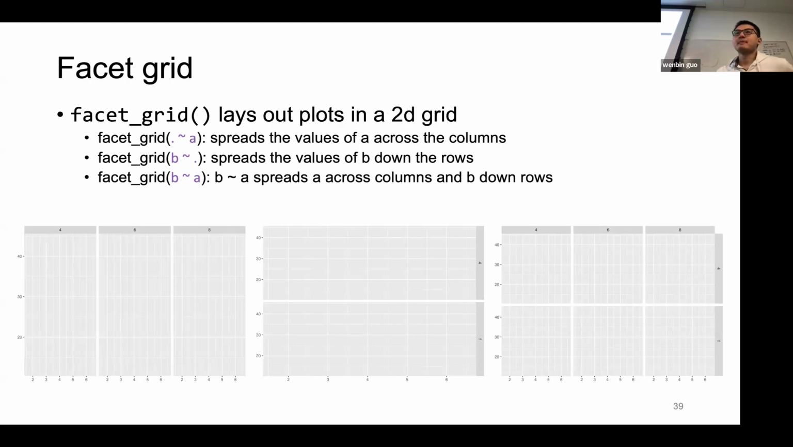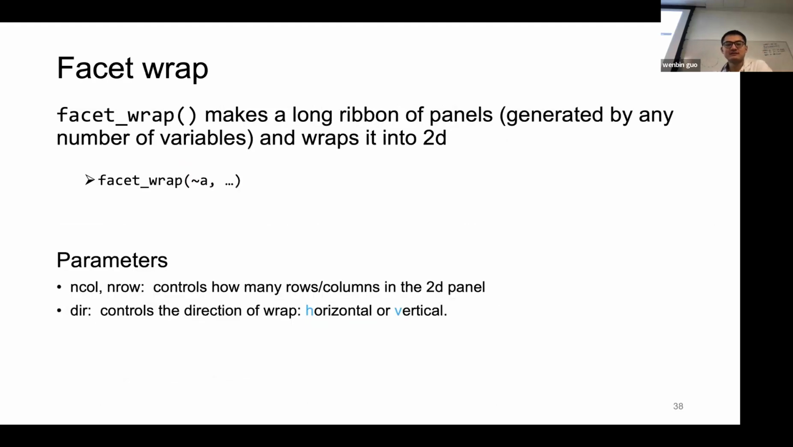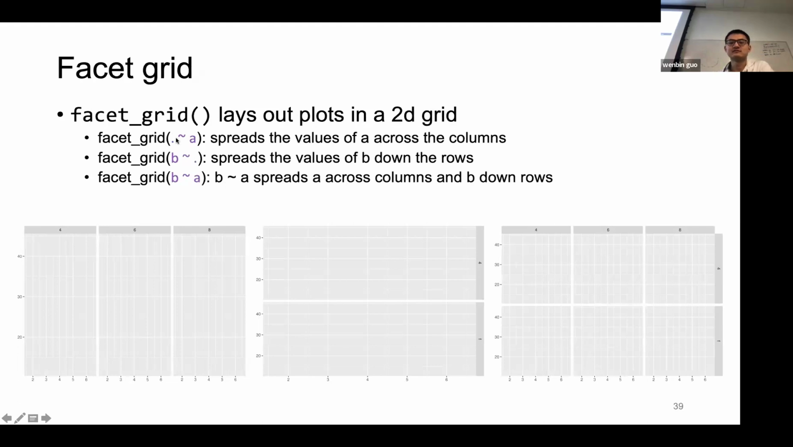Yeah. This facet grid with dot for one is the same as facet wrap with an H. So it's basically the same thing. If you specify, for example, the number of columns to be 1, then it probably is just the grid. Yeah.